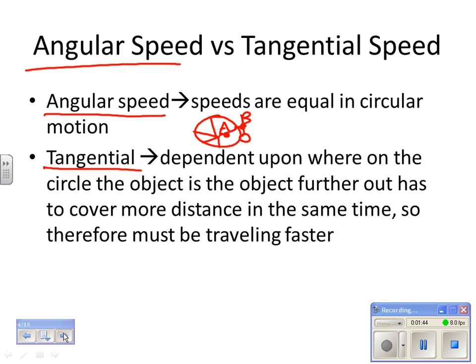The further out, it has to cover more distance in the same time, so therefore it must be traveling faster. Since speed is meters per second, you're going to travel a lot further, for example, if you're at B than if you're at A. We'll look at that again on the next slide. It'll make a little more sense too.